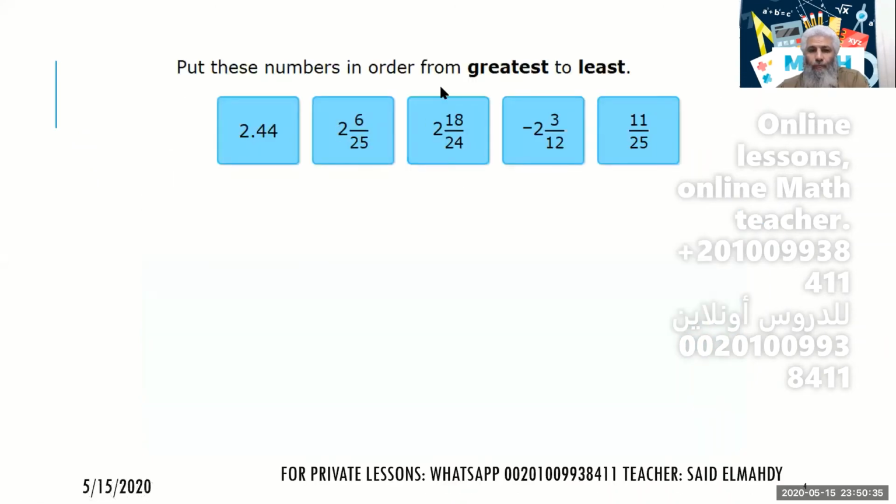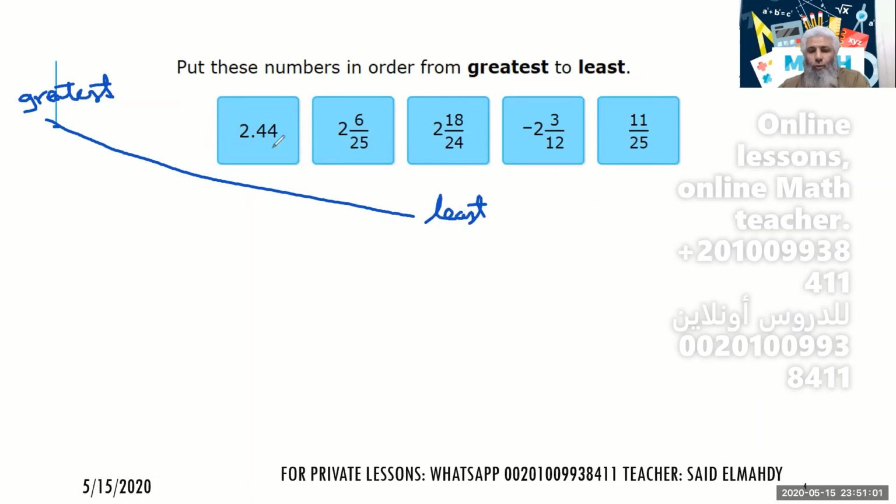Now, this is our exercise. We will take some problems. Put these numbers in order from greatest to least. From greatest to least, from big numbers to small numbers. This is greatest and least.